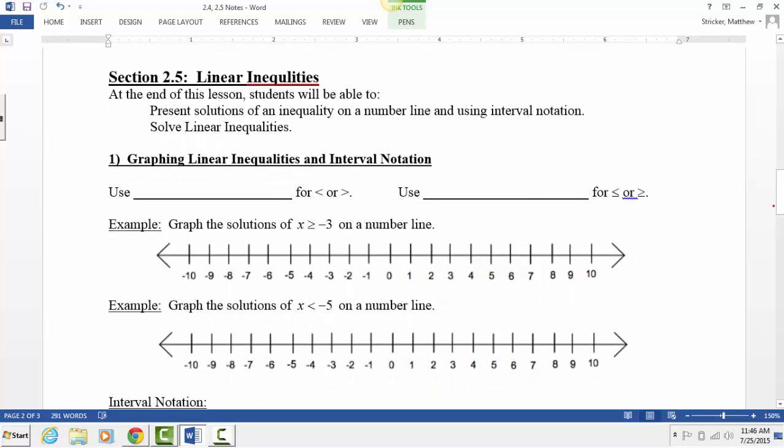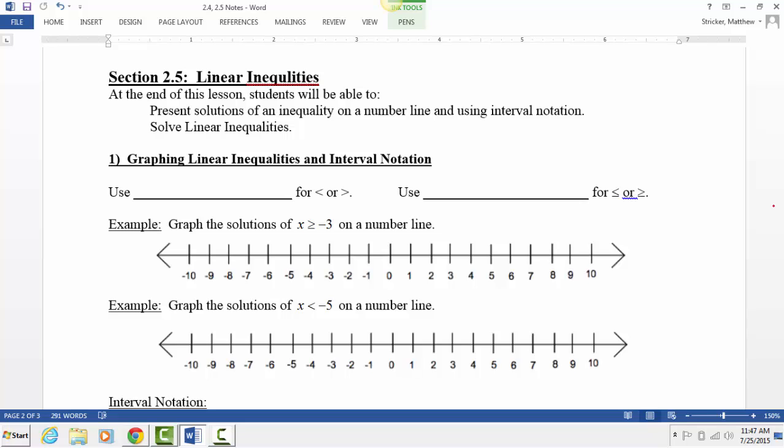Okay, this takes us to our last section, section 2.5, which is linear inequalities. You may or may not have seen this before, but we're going to basically review what you know about the number line and graphing linear inequalities on a number line. But then we're also going to introduce something that's probably new to most of you called interval notation.